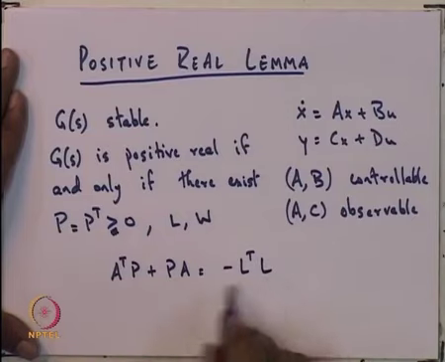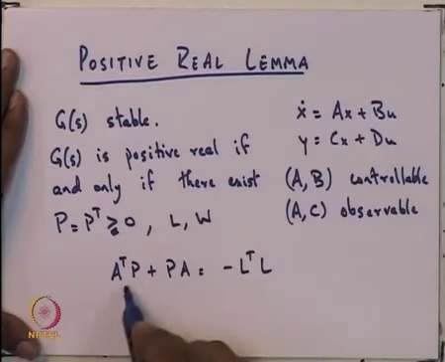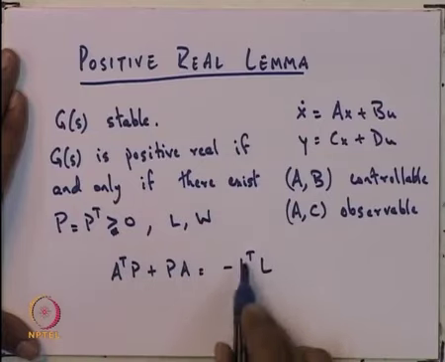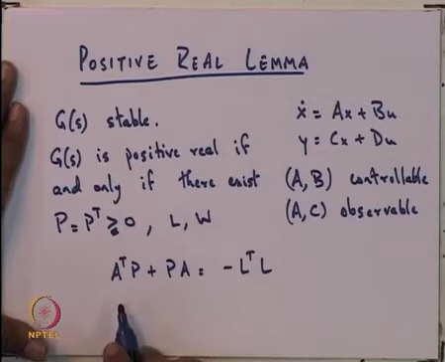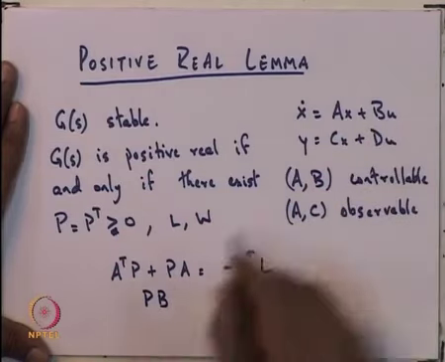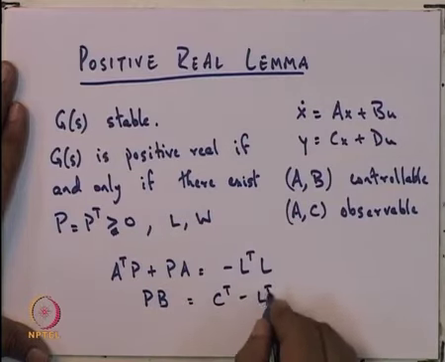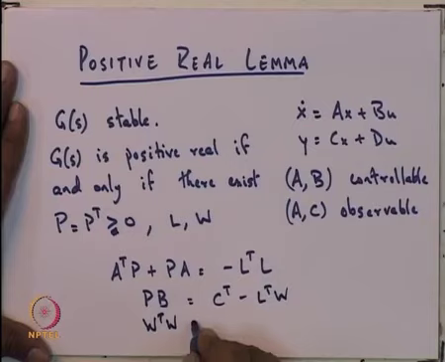This statement essentially says that using this positive definite matrix P and the state matrix A, you end up with this Lyapunov equation, and the resulting thing is negative semi-definite, because L transpose L is positive semi-definite, and the minus sign makes it negative semi-definite. Then PB, B being the matrix B from the state representation, is equal to C transpose minus L transpose W, and the last equation is W transpose W is equal to D plus D transpose.